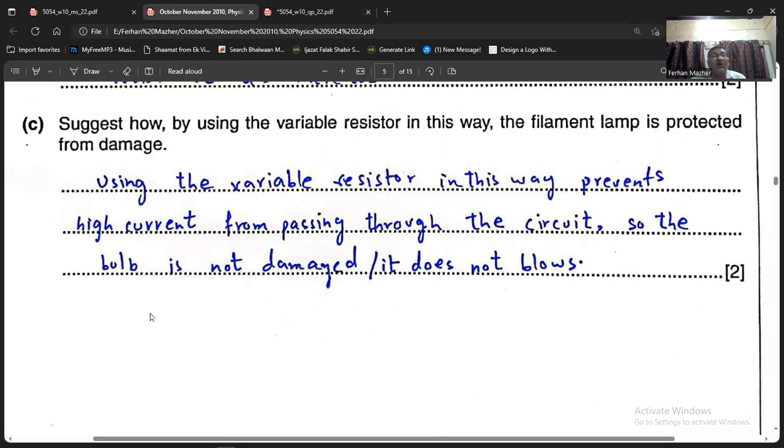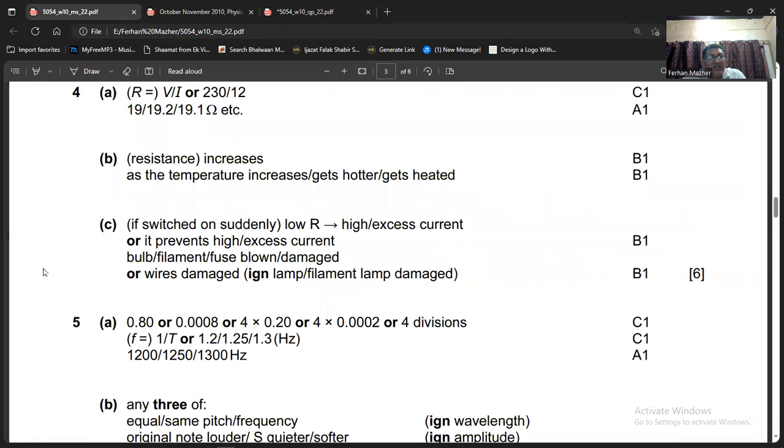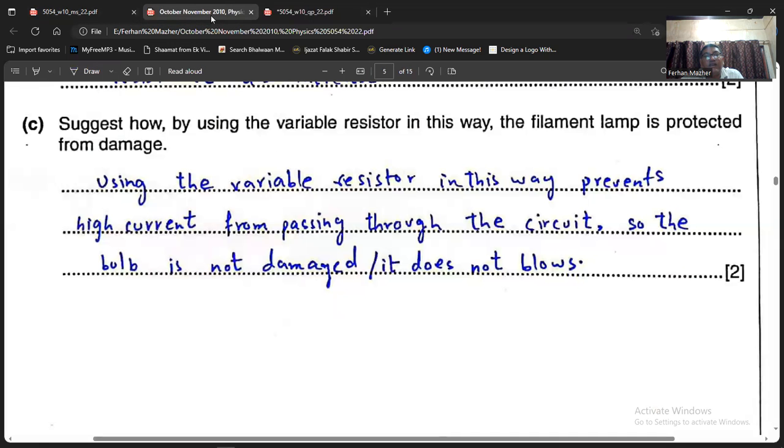So the bulb is not damaged. If we switch on suddenly, low resistance and high excess current will flow, but the variable resistor prevents high excess current, so the bulb filament does not fuse or blow and the wire is not damaged. The wire will melt actually. See what happens.